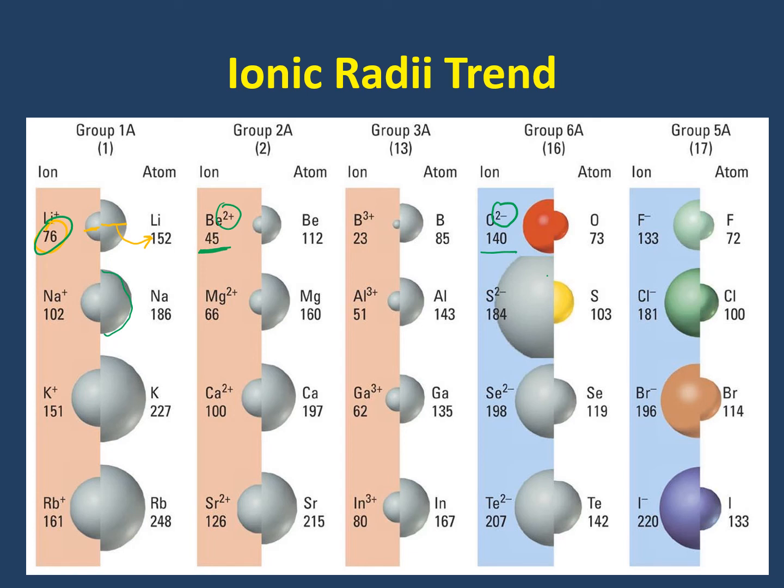And this is the main thing you need to know about ions versus atoms. Positively charged things are going to be much, much smaller, and negatively charged things are going to be much, much bigger. And the larger your negative charge, the larger the ion is going to be. The larger your positive charge, the smaller it's going to be.